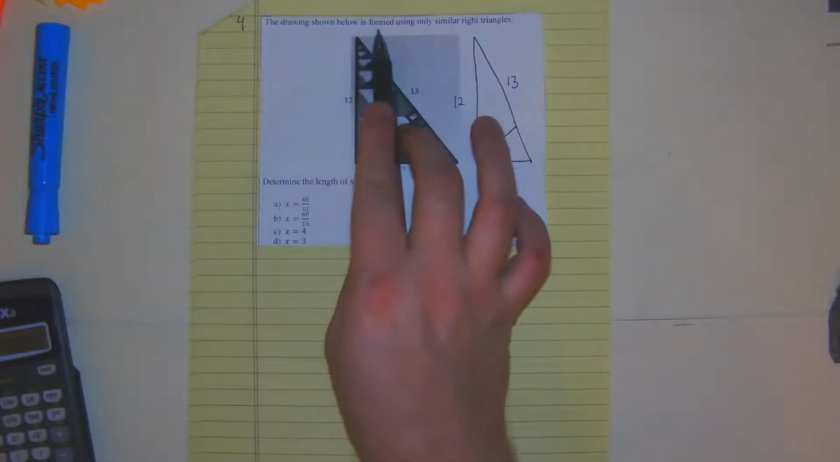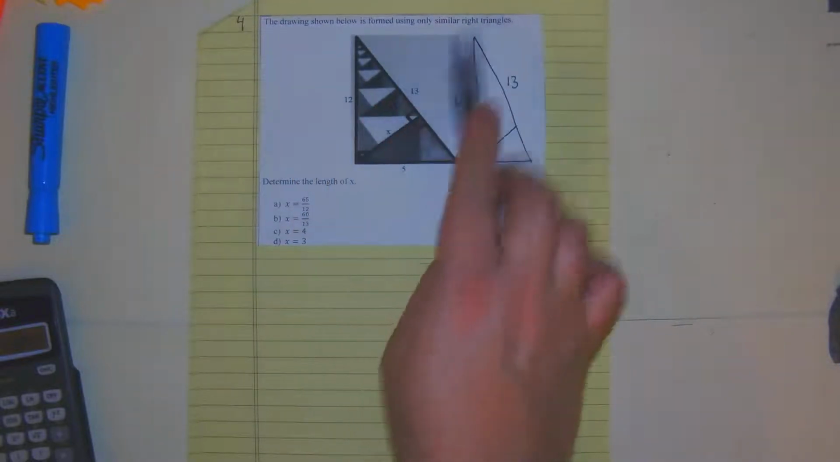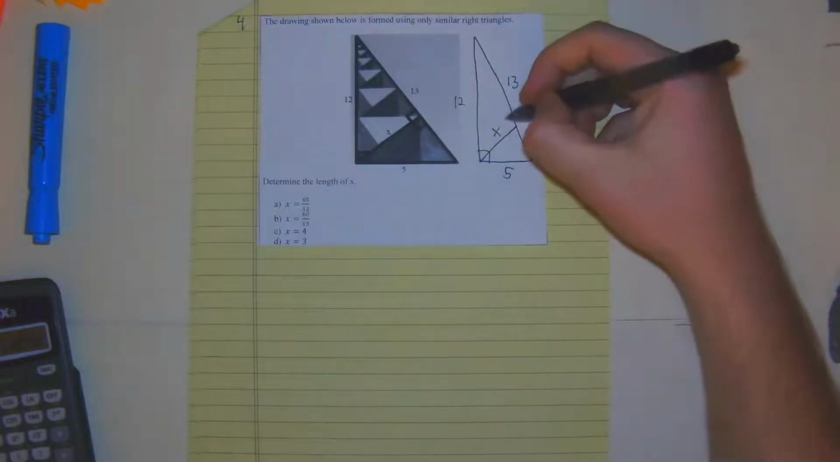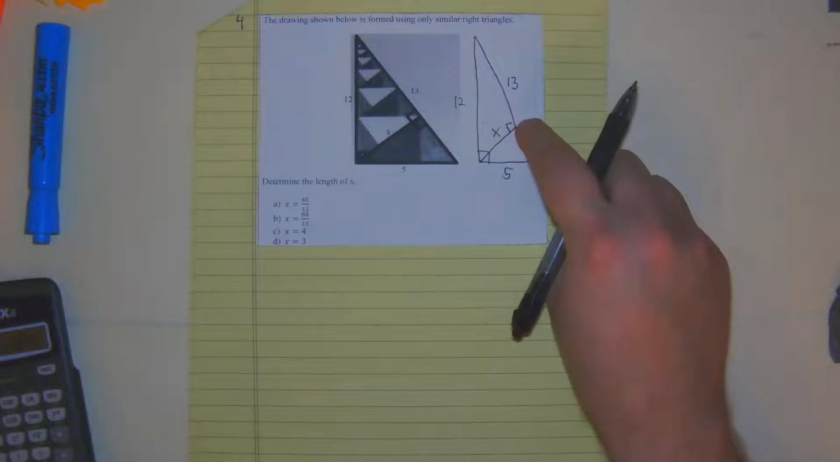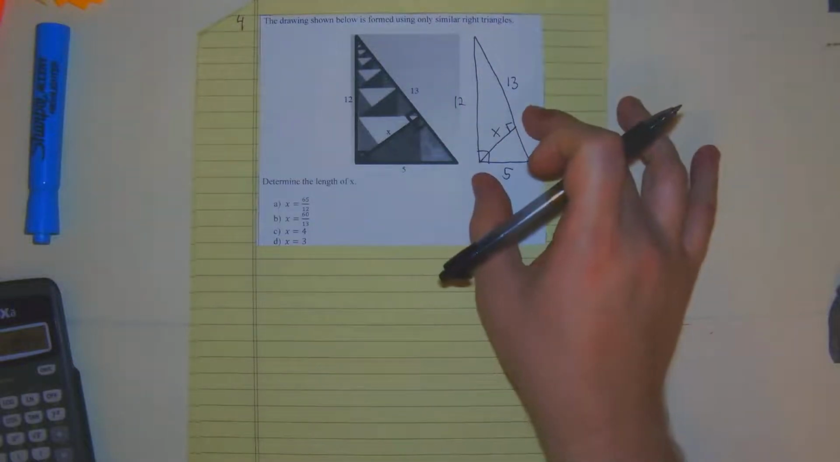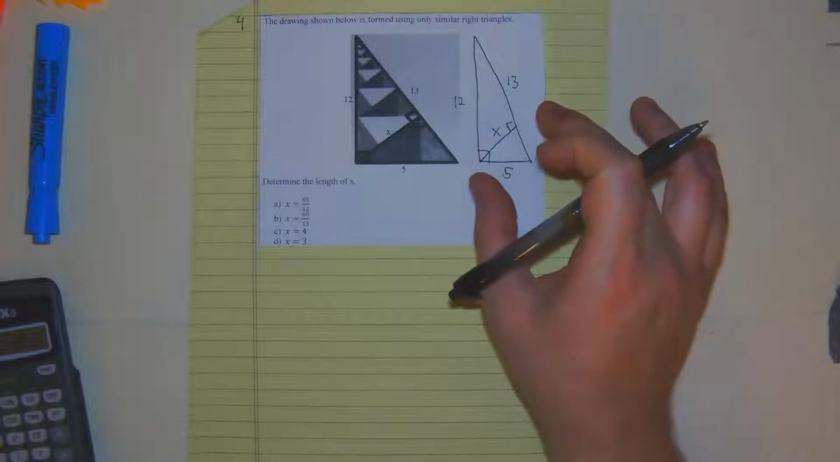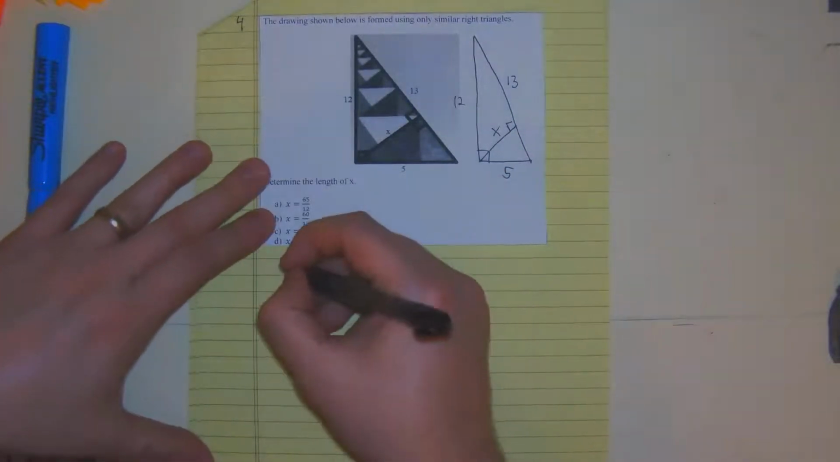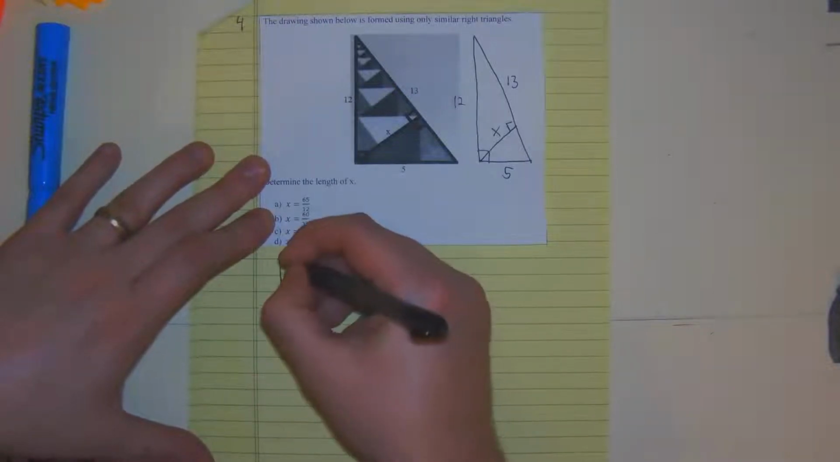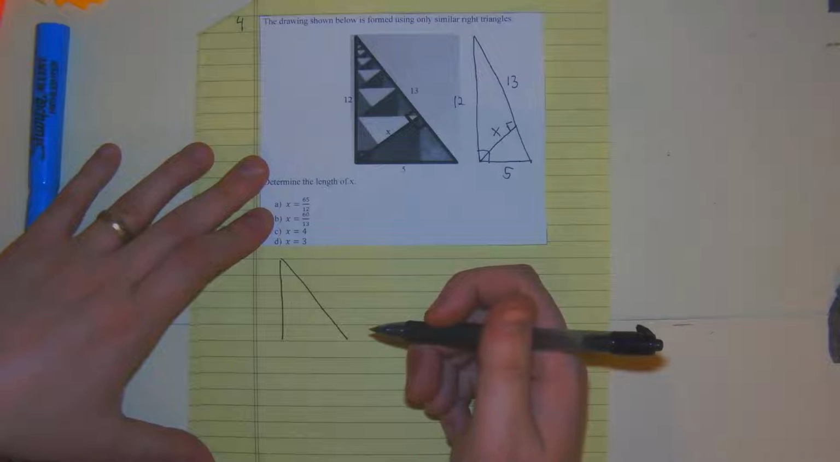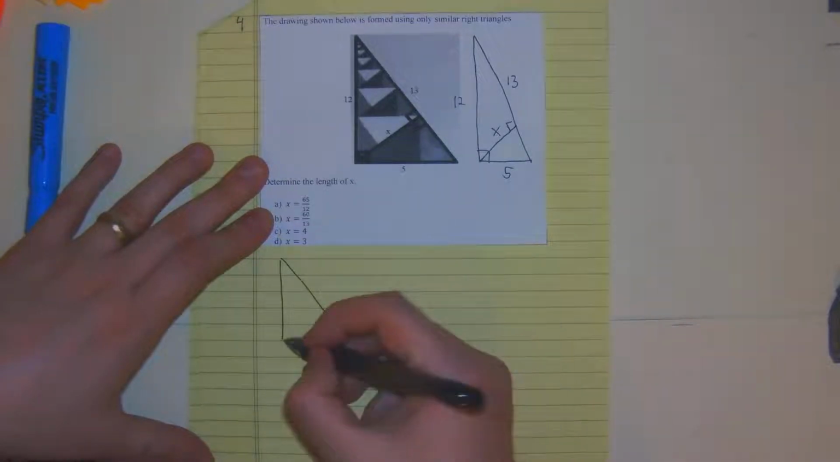The drawing shown below is formed using only similar right triangles. So it's right here, but it's really hard to see, so I redrew it. It has an altitude right there, so we have similar right triangles. The biggest thing with these types of problems is to first have this written on your paper. So I'm going to rewrite it just to have it, because the best thing with similar right triangles is having it in front of you.